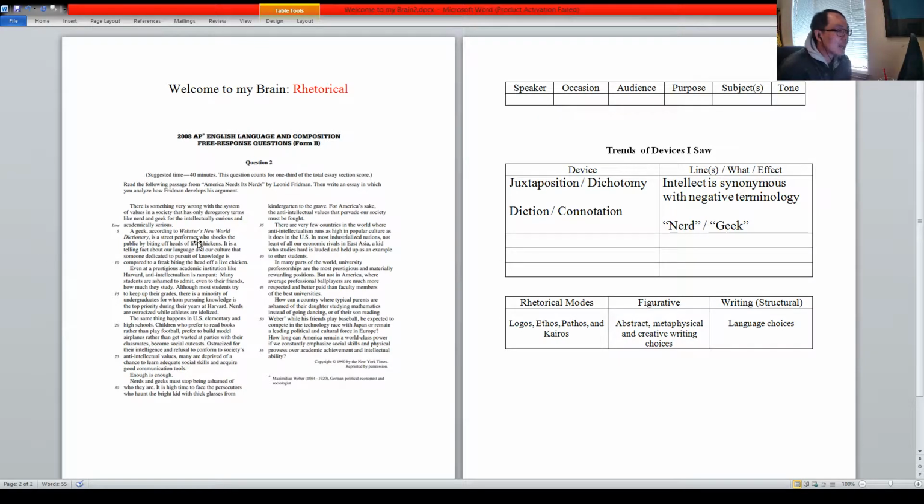Next paragraph: "A geek, according to Webster's New World Dictionary, is a street performer who shocks the public by biting off heads of live chickens. It is a telling fact about our language and our culture that someone dedicated to pursuit of knowledge is compared to a freak biting the head off of a live chicken." So in this case, I'm thinking more about diction as well, but this time I'm thinking about denotation.